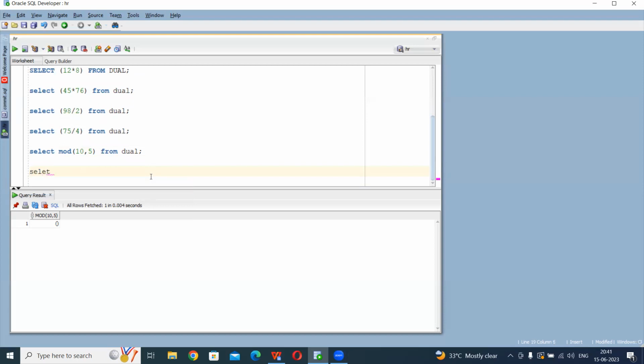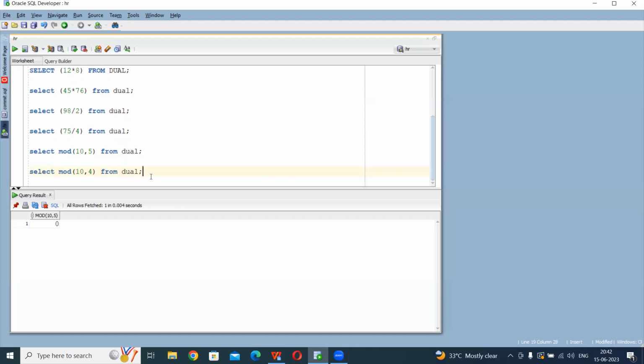So I have written my query starting with the select keyword. After select, I have written the keyword for the modulus operator, that is mod. After that, I have opened the parenthesis. After opening the parenthesis, I have given my first number as 10 and the next number as 4. After giving both the numbers, I have mentioned the from clause. After the from clause, I have given my table name as GL and terminated the query with a simple semicolon.